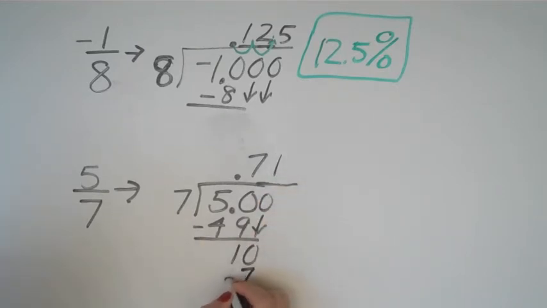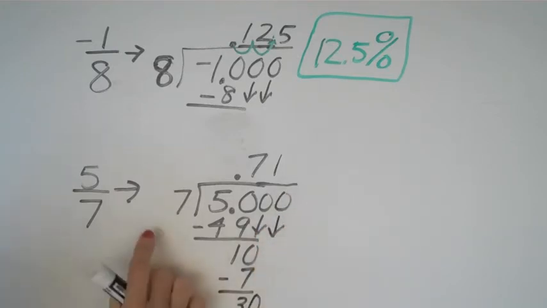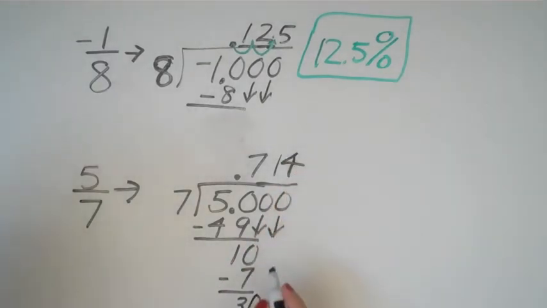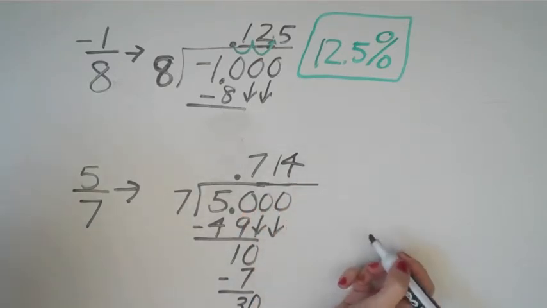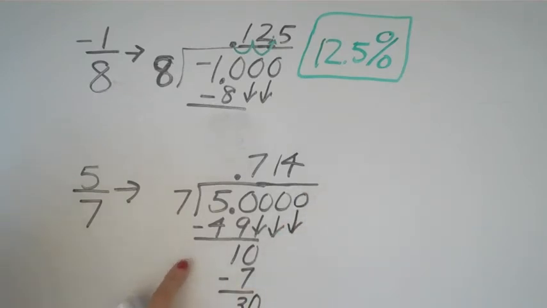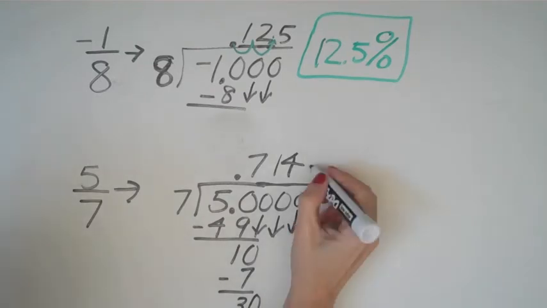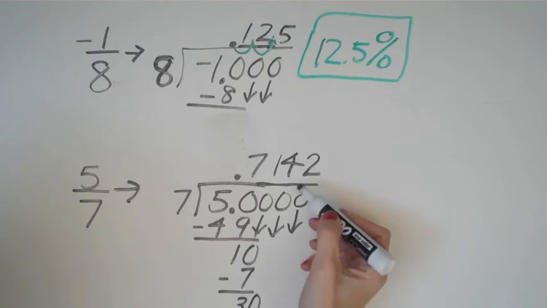7 into 10 goes 1 time. 1 times 7 is 7. Do subtraction. Get a 3. Bring down another 0. 7 into 30 goes 4 times. 7 times 4 is 28. You get a 2. At this point, we probably could stop. I'll do it one more time. Bring a 0 down. 7 times 2 is 14. And then we get a 6. At this point, you can see that this is going to go on and on for a while. So what you can do is just round it.